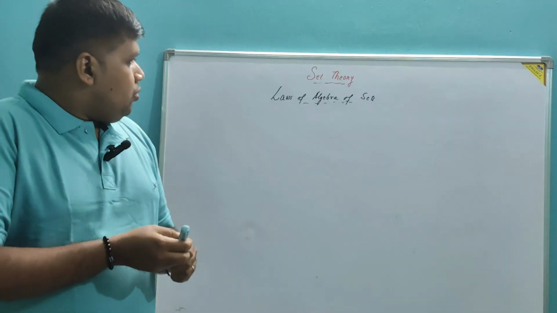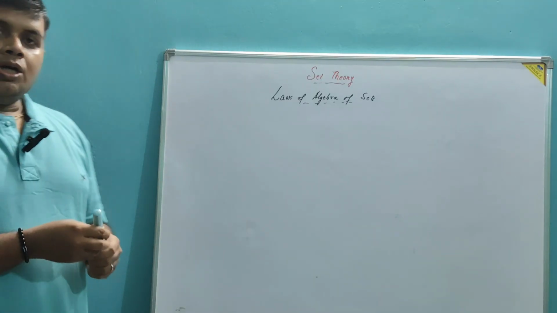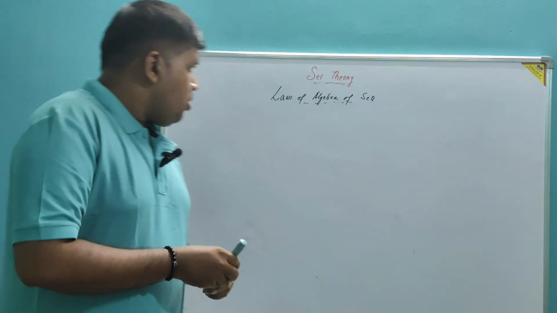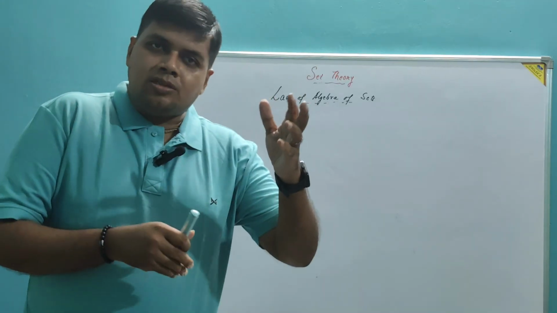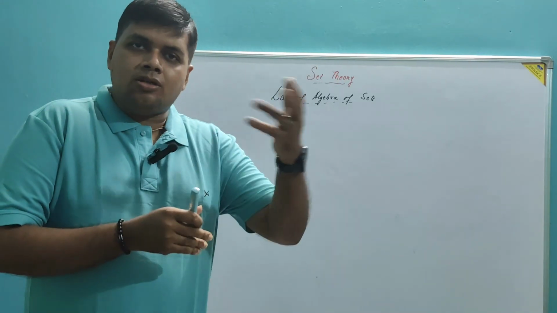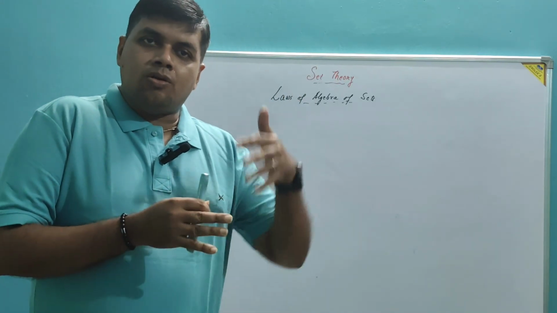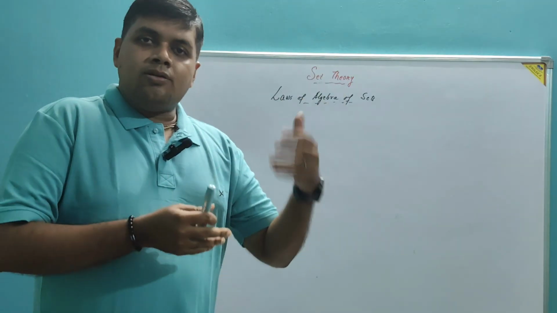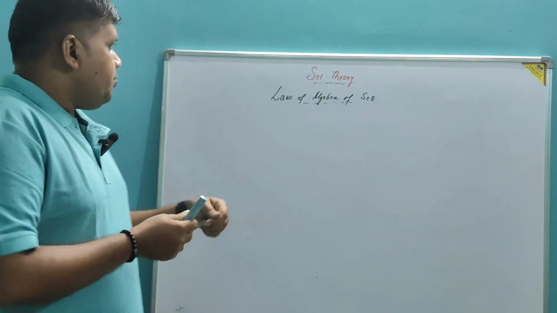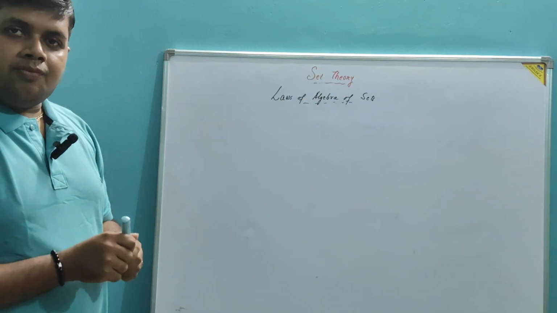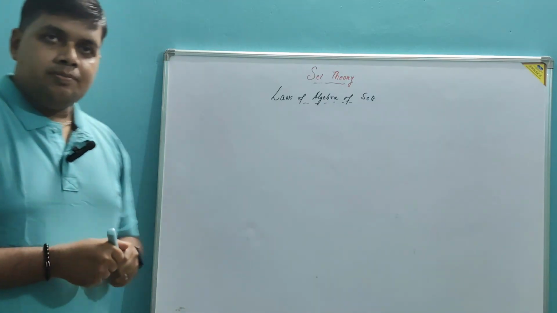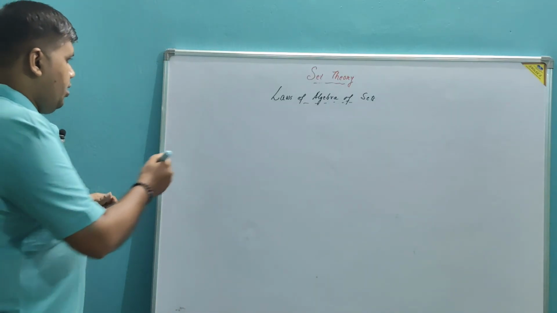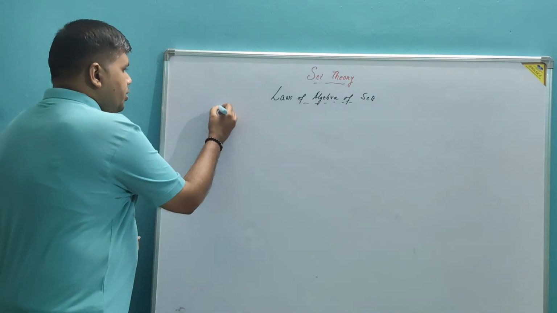So in this video, we will be discussing the different laws of algebra of sets. Why is it called laws of algebra of sets? Because the different algebraic laws like commutative law, associative law, which are already there in algebra, can also be used in set theory. So we will be discussing the different laws of algebra. So let's start with the first one.